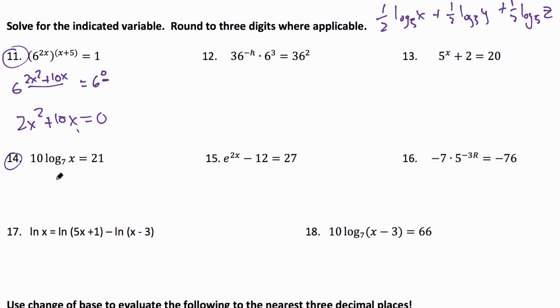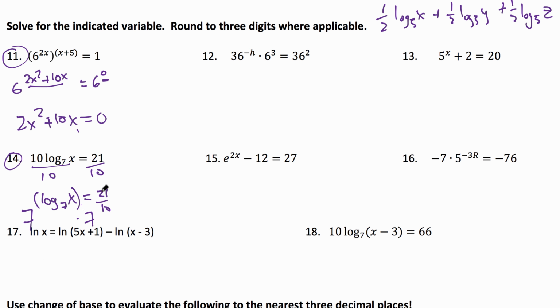What are we doing here? I don't know what we're doing. Let's divide each side by 10. So the log base 7 of x equals 21/10. So the exponent I use on 7 to get x is 21/10. So if we raise 7 to that power, this is the exponent I use on 7 to get x. So if I use that as an exponent on 7, it should give me x when I'm done.